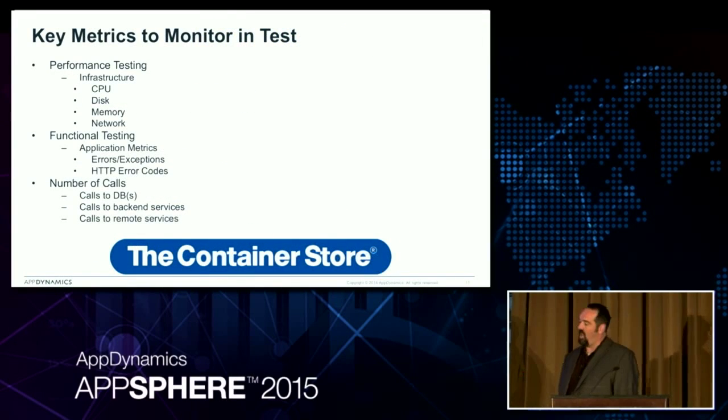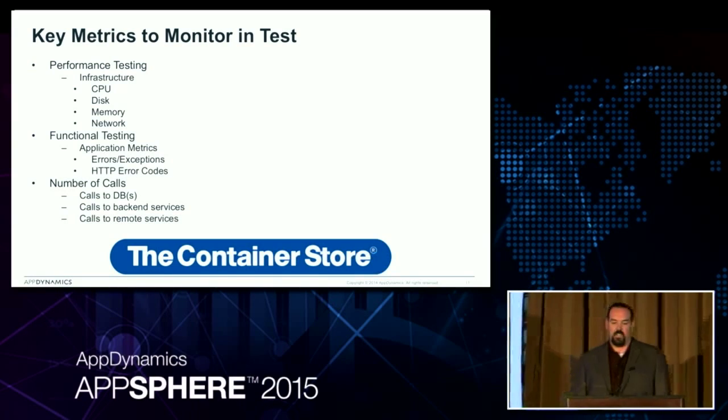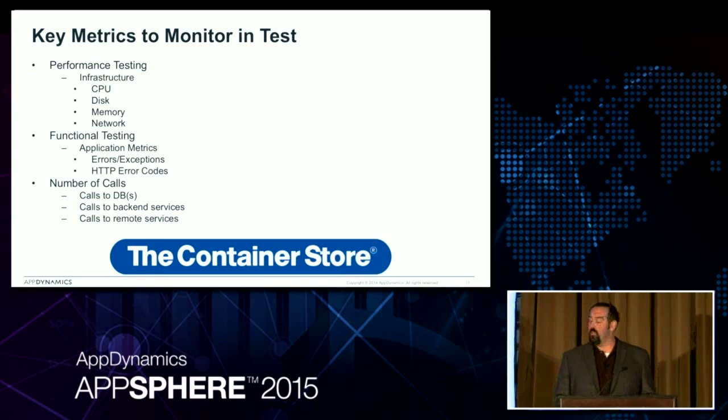So, onto key metrics. The obvious in the infrastructure, CPU, but break CPU down into CPU time waiting on disk IOs. Disk usage. You want to look at average queue service times.